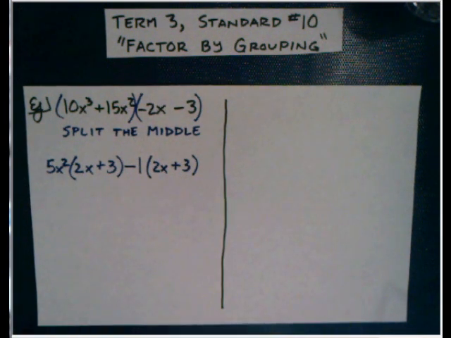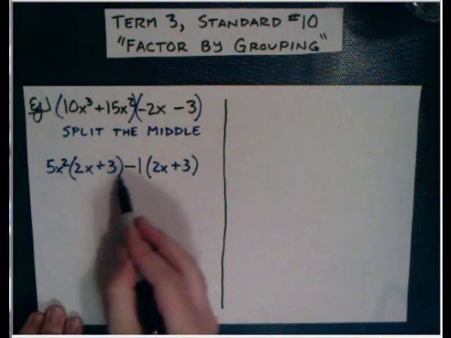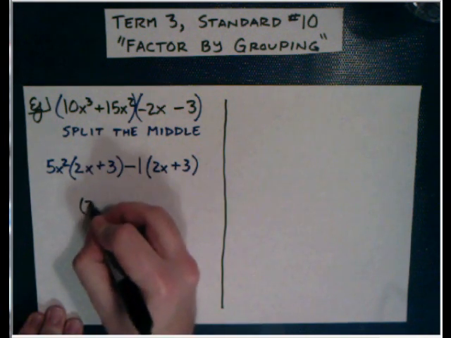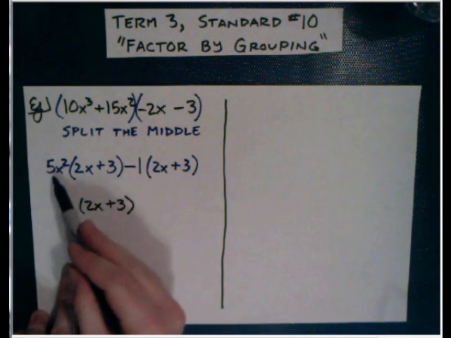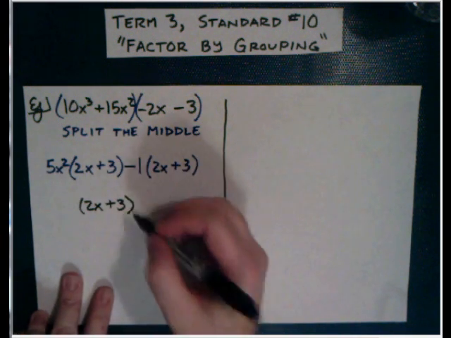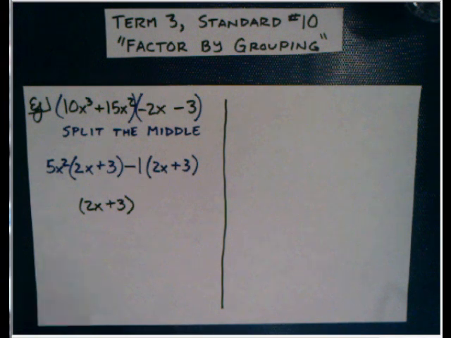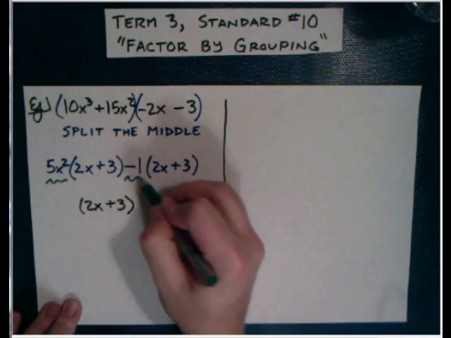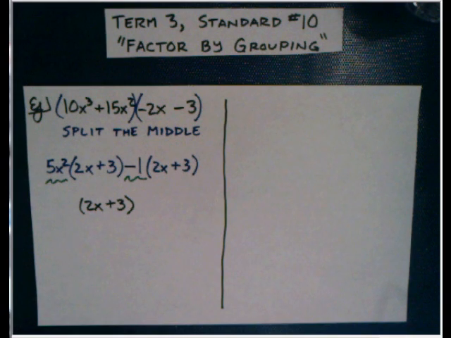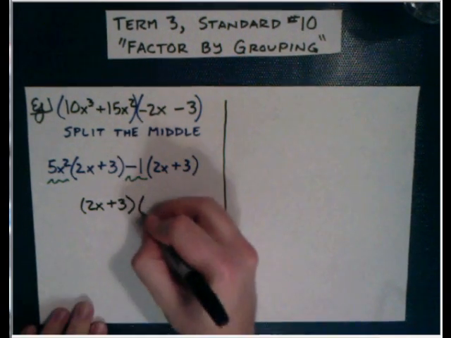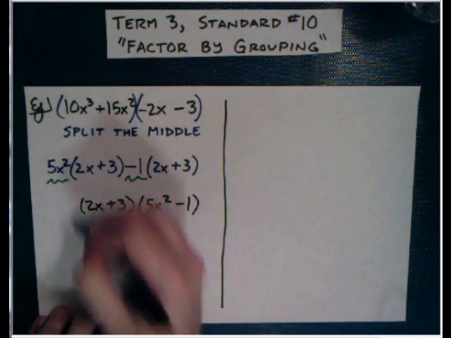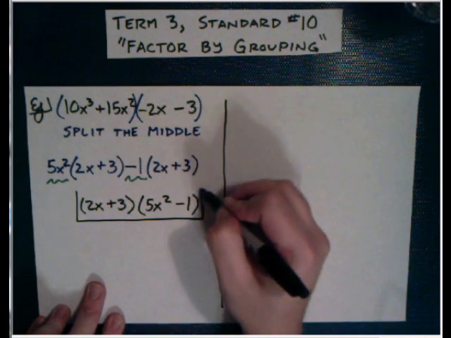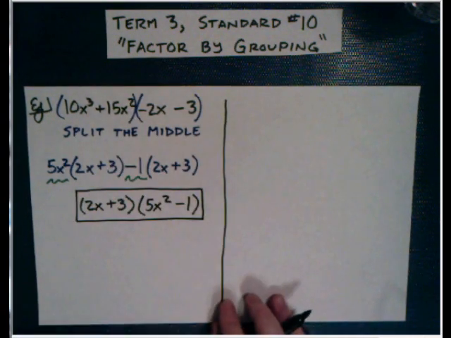And now, once we get to this point, we're actually ready to write our final answer. One of our factors is right here. It's repeated on there. It's 2x plus 3. And then the second one, 5x squared minus 1, is going to come from this spot and this spot, the pieces that are outside the parentheses. So we're going to get 5x squared minus 1. And so there is our final answer. Alrighty.